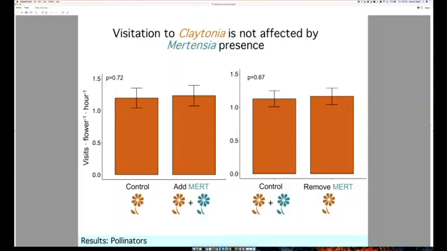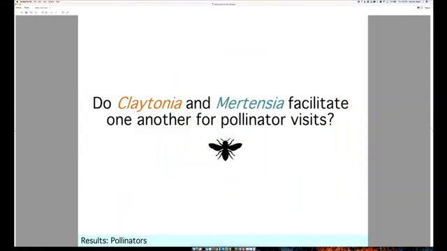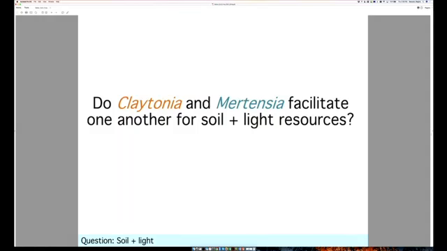And I'm going to get back to this experiment at the end. So just to wrap up this, it doesn't seem like they're actually facilitating one another for visits, in number of visits at least. So because these two species are growing so close to one another, I thought, okay, maybe if they're not interacting for pollinators, they might be interacting for shared soil and light resources.